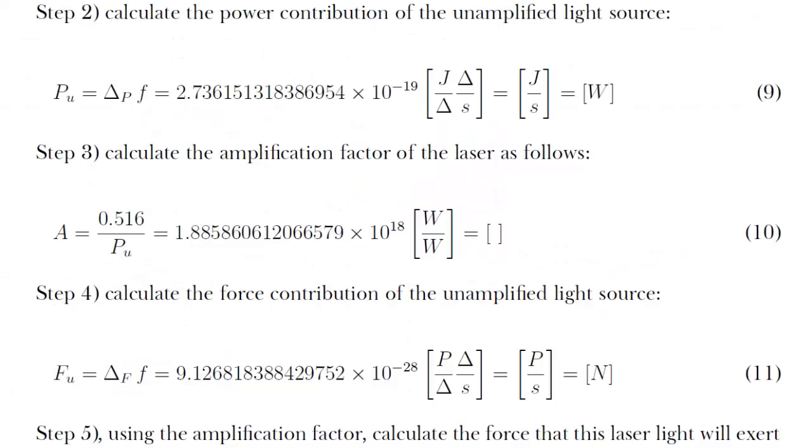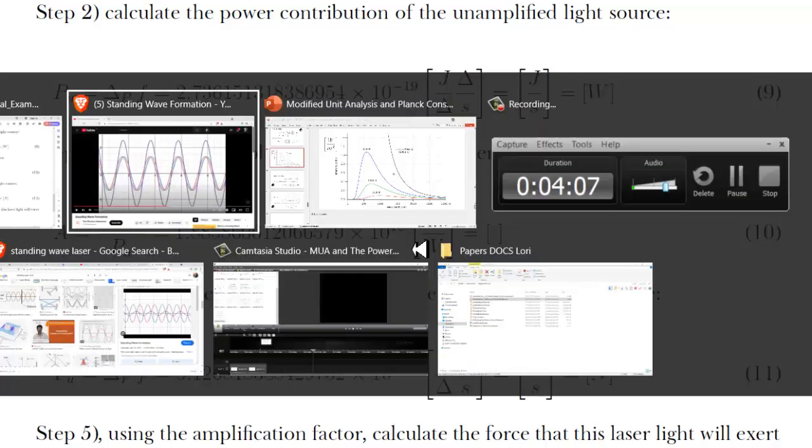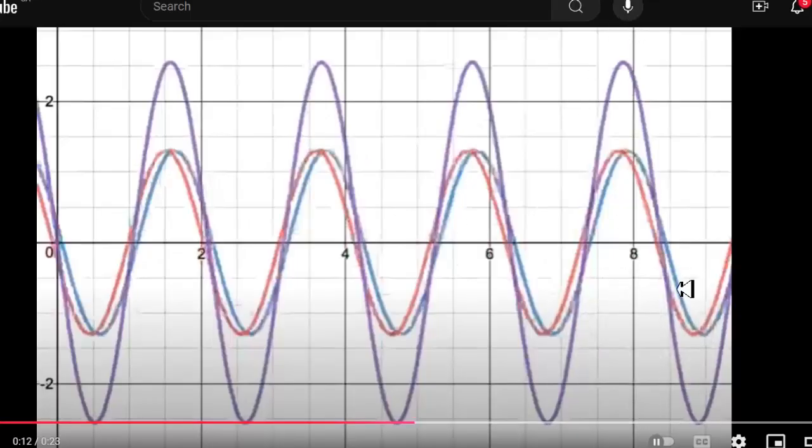This number is not the number of photons. Okay, it is the number of photons that hit the detector at any one time, wave fronts. So a photon generates a wave front, and there are 10 to the 18 wave fronts hitting the detector at any one time. Okay, so that's how modified unit analysis interprets the wave amplitude that we just calculated.